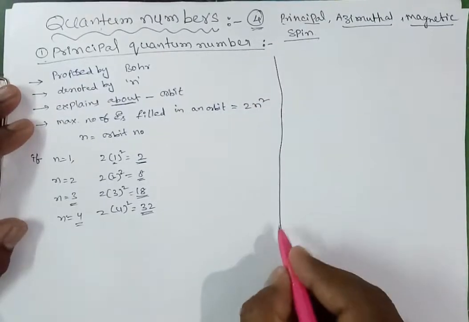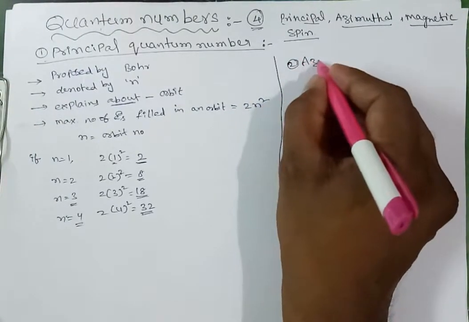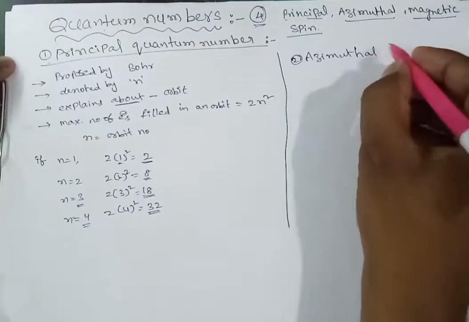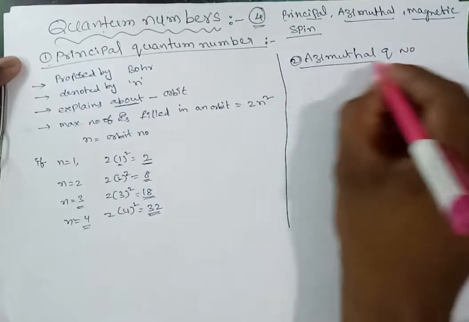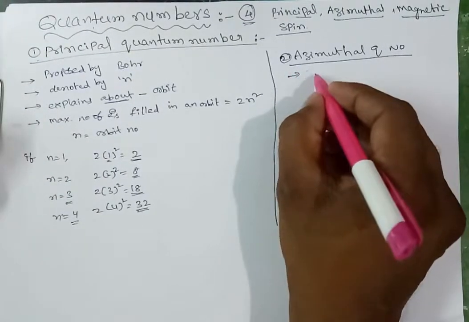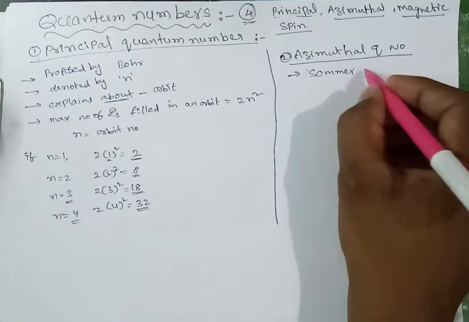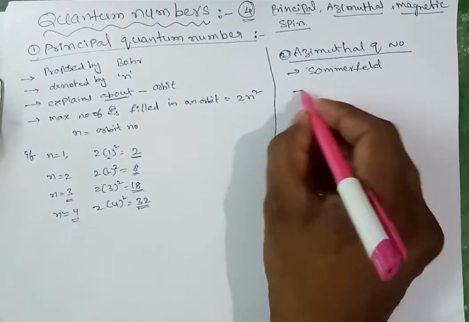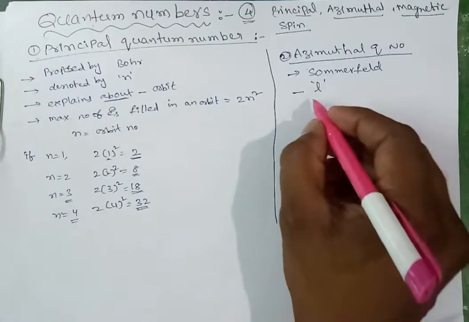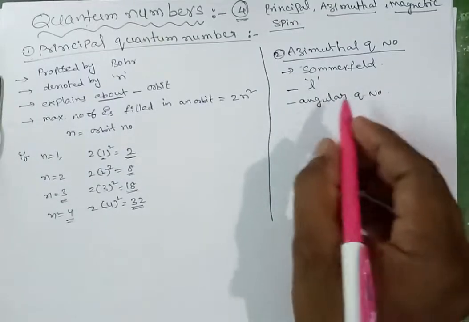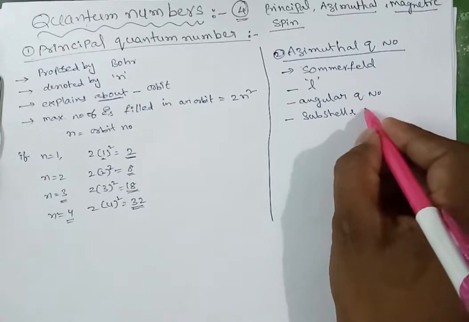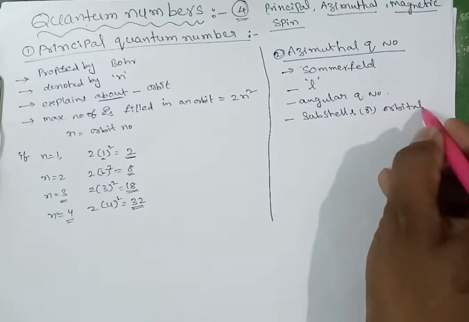The second quantum number is the azimuthal quantum number. It was proposed by Sommerfeld. It is denoted by small l. The azimuthal quantum number is also called the angular quantum number. It gives information about subshells or orbitals, especially the shapes of orbitals.